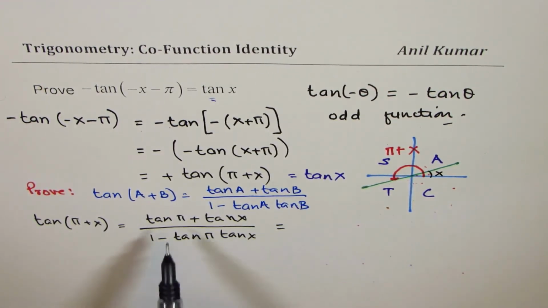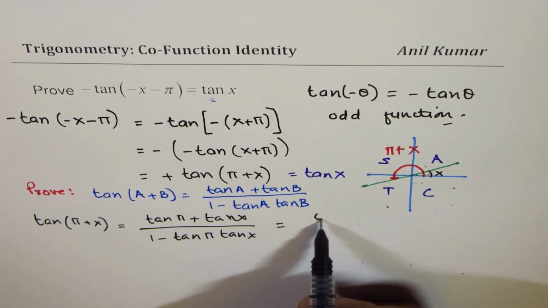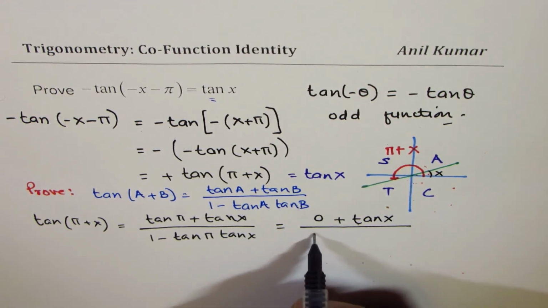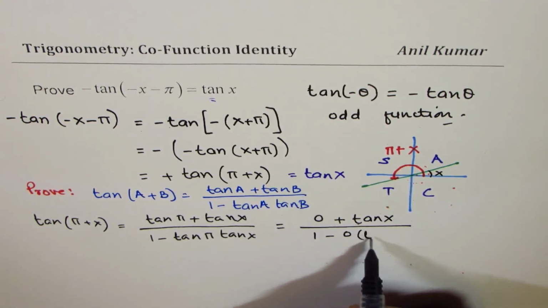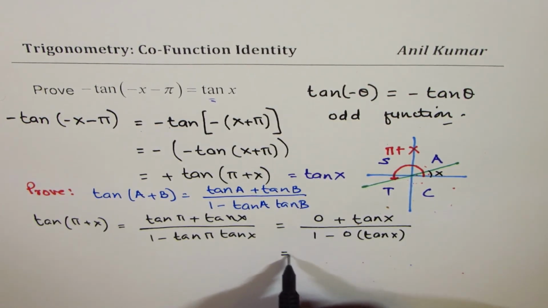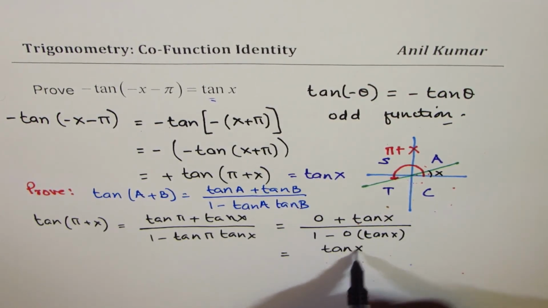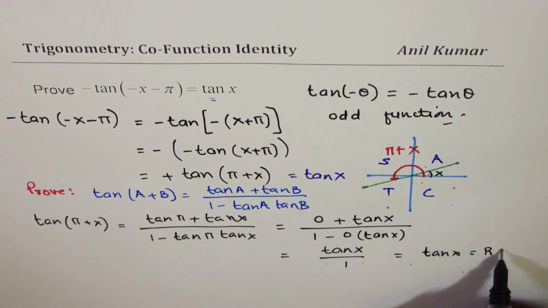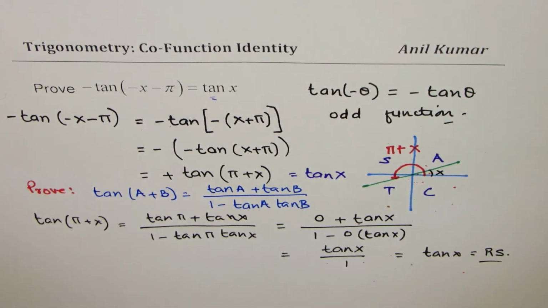Now, as you know, tan π is 0. So we get 0 plus tan x over 1 minus 0 times tan x. Now that clearly is equal to tan x over 1, which is tan x, which is the right side, correct? So you could use the compound angle formula straight away to prove this particular cofunction identity. I hope it's clear. Thanks for watching and all the best.